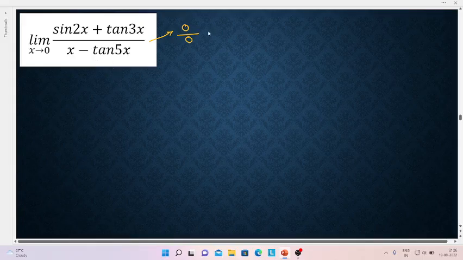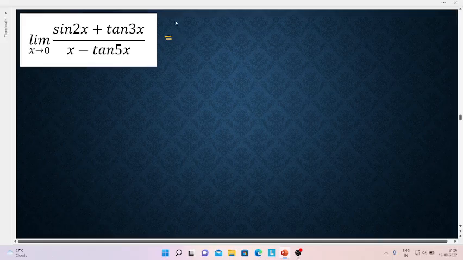So 0 upon 0 is nothing but an indeterminate form, right? So we can't solve it by substituting the value. So how can we solve this particular question? That is a very important question. Basically we know the formula of sin x upon x, tan x upon x, right?